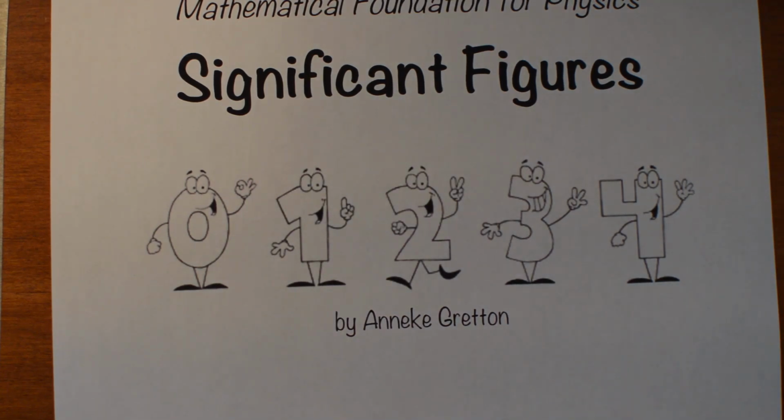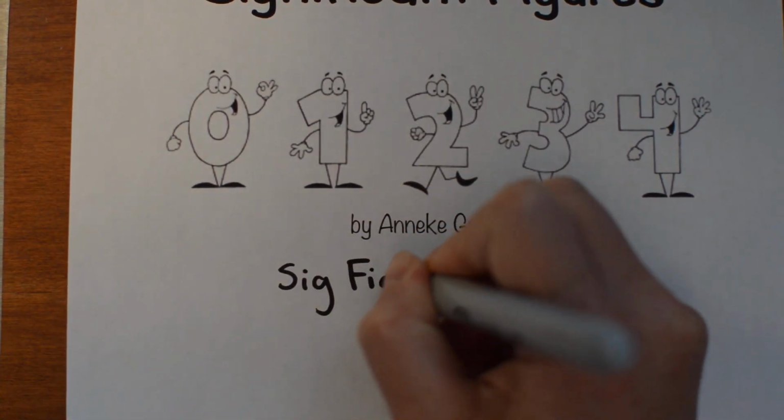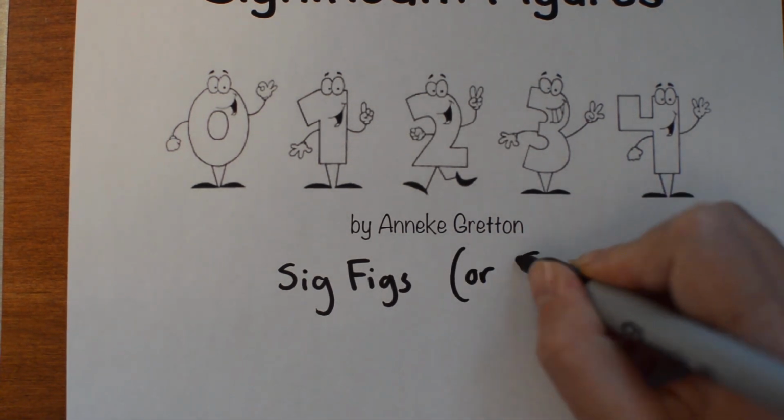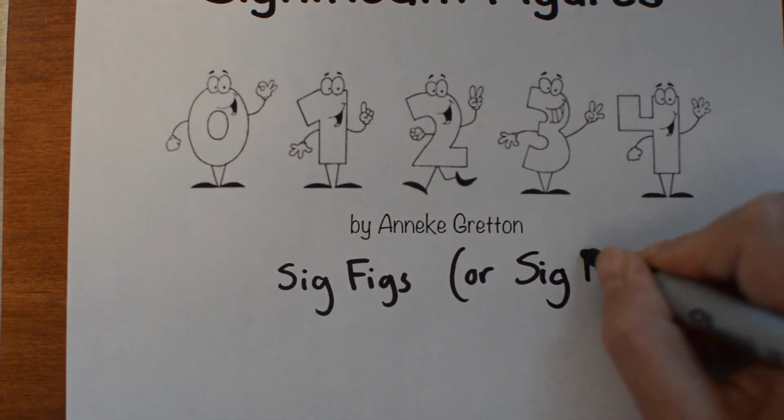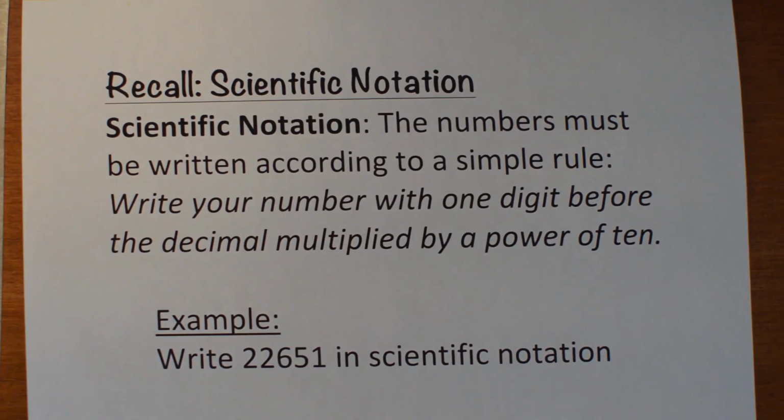So we're going to start by looking at significant figures. They're also called significant digits, or by their short forms, which is sig figs, or sig digs for significant digits. Same sort of idea. Before we can dive into that though, we just need to review scientific notation.